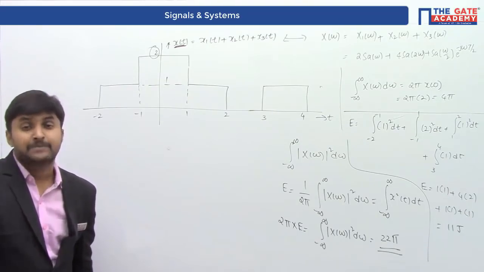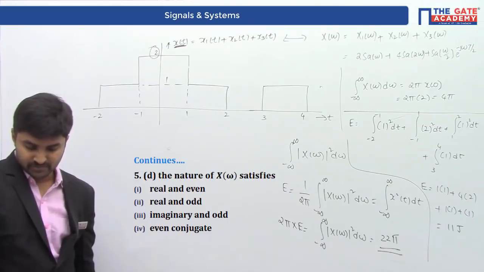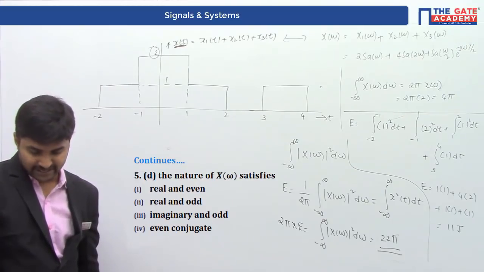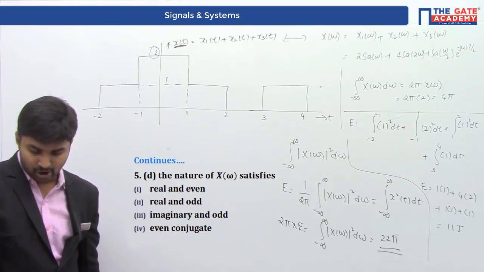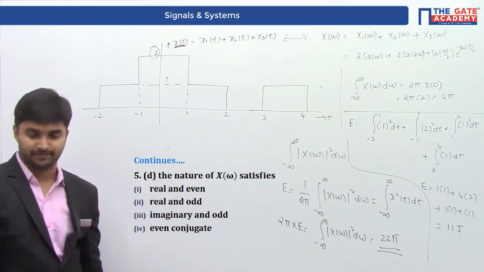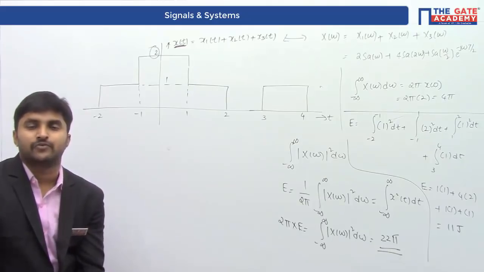Now let us come to the D part of it. What is the nature of x of omega? The first option is real and even, second option is real and odd, third option is imaginary and odd, and the last option is even conjugate. Please tell me one thing. When are we going to have x of omega real and even?